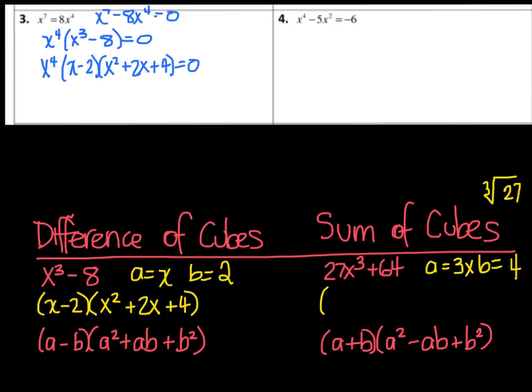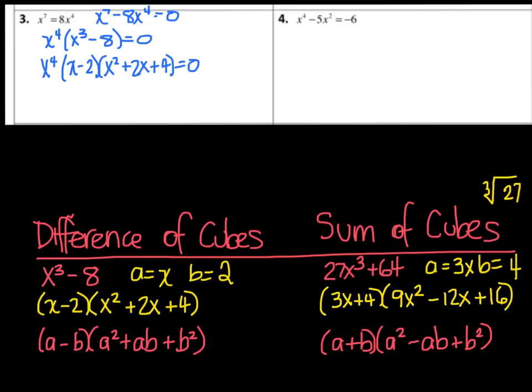So now using my own a and b, I have a plus b, so 3x plus 4. A squared is 3x times 3x. A times b is minus 12x, plus b squared. That is the sum of cubes, and we will be practicing that.